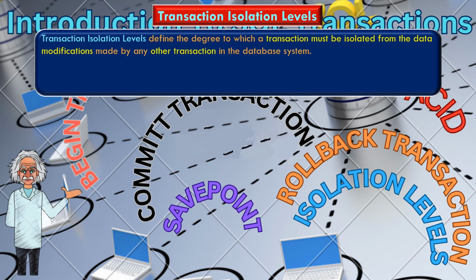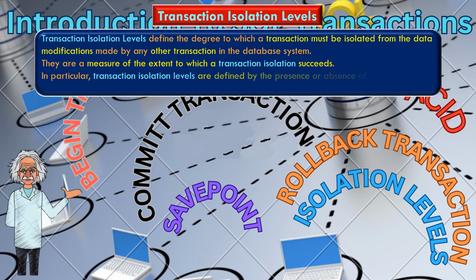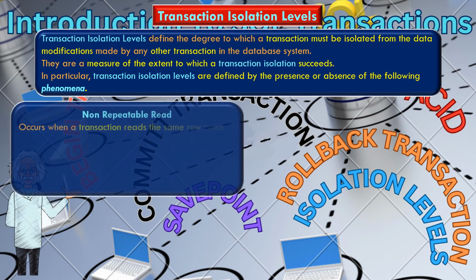Transaction isolation levels define the degree to which a transaction must be isolated from the data modifications made by any other transaction in the database system. They are a measure of the extent to which a transaction isolation succeeds. In particular, transaction isolation levels are defined by the presence or absence of the following phenomena.